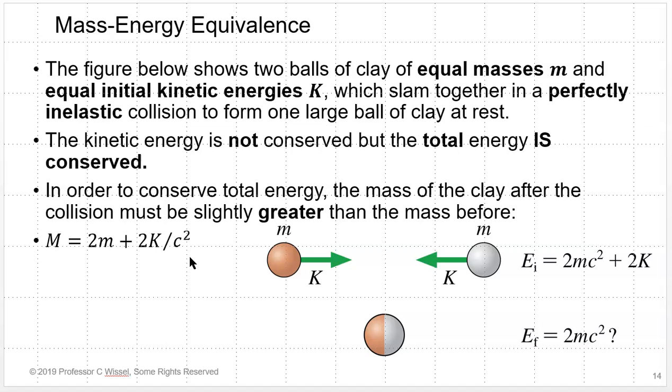So what this is saying is that E equals mc squared. Energy and mass are equivalent. Mass is just a concentrated form of energy. Energy can be converted into mass, and mass can be converted into energy.